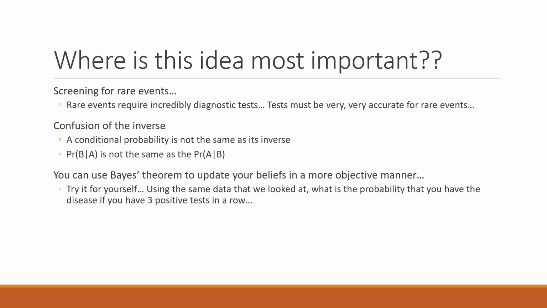Lastly, the reason this is really important is you can use Bayes' theorem to continuously update your beliefs in a more objective manner. And so I want you to try that for yourself, right? Using the same data that we looked at now, what is the probability that you have the disease if you have 3 positive tests in a row? So we now know the probability of 1 positive test, all right? So we can take our new information and re-enter it into Bayes' theorem and update our beliefs again. So see if you can figure this out, and we're going to work through this in our class on Wednesday for our check-in.